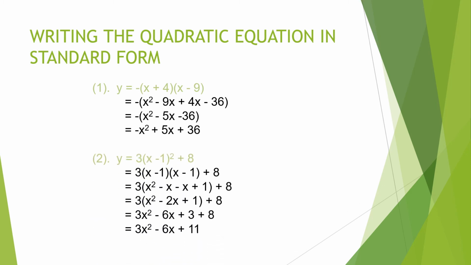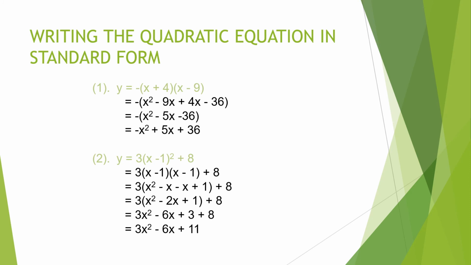y equals 3 times the quantity of x minus 1 raised to second power plus 8. Now since the quantity of x minus 1 squared is an example of a square of binomial, you can apply your concept about simplifying a special product, or you can also do the same as in number 1 since there is a power of 2, so it means that we have x minus 1 twice. So it becomes 3 times the quantity of x minus 1 times the quantity of x minus 1 plus 8.